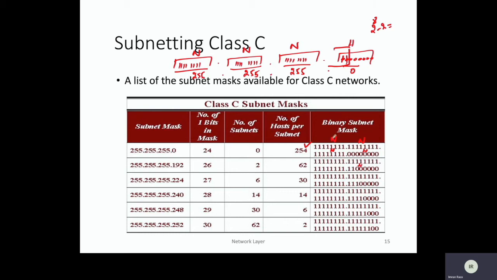So what is the value of these 2 bits? You're right. The value of this bit is 2 raised to power 7, which is 128, and the value of this bit is 2 raised to power 6, which is 64. So now my subnet mask would be 255.255.255.192. How many bits are borrowed? 2. 2 raised to power 2 minus 2 is 2, so we'll be creating 2 subnets. And similarly, we can look at the rest of the table, how we can calculate a subnet mask by continuing to borrow bits from the host portion.